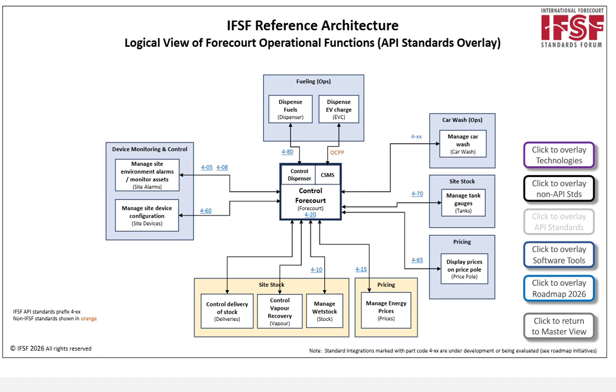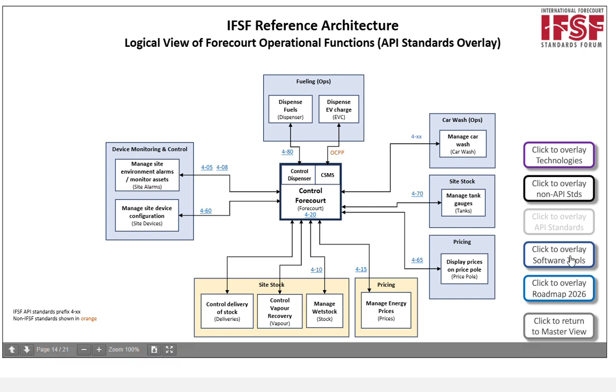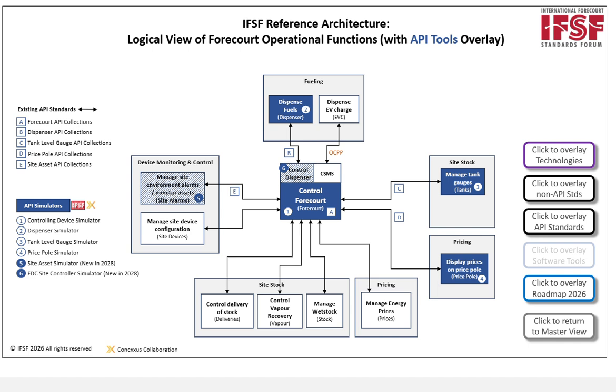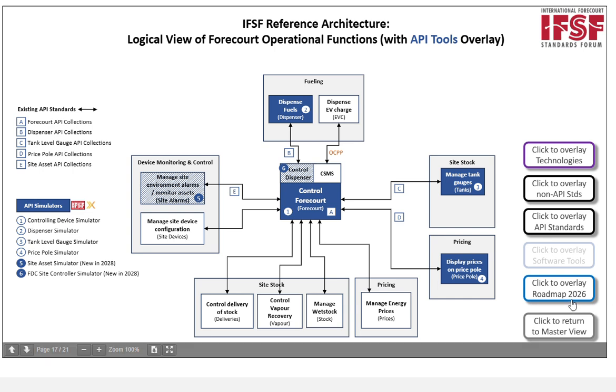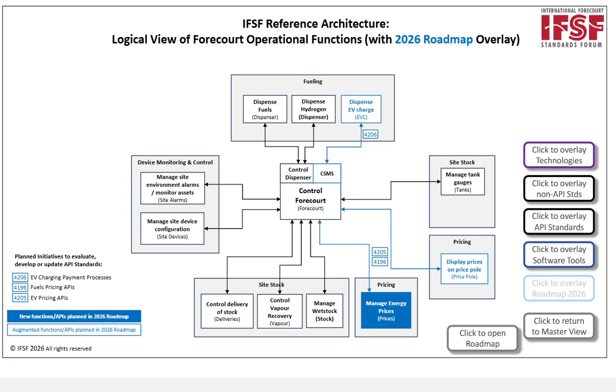But that's not all. The reference architecture provides further information about IFSF's software tool portfolio and plans for the future. Click on Software Tools to see the new Open Retailing API Simulator tools now available for purchase on the IFSF website. You can also click on the Roadmap 2026 button to see an overlay of the new and enhanced functions in our development plans for 2026. And you can also open the actual roadmap to find further details about the timing and the nature of these changes. When you finish with the view, just click Return to Master View.